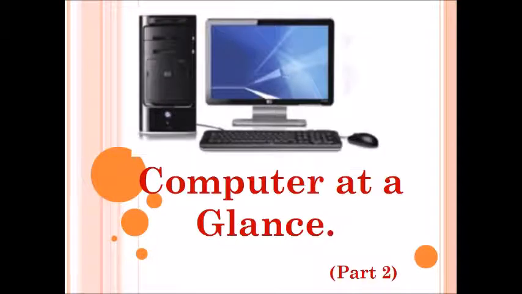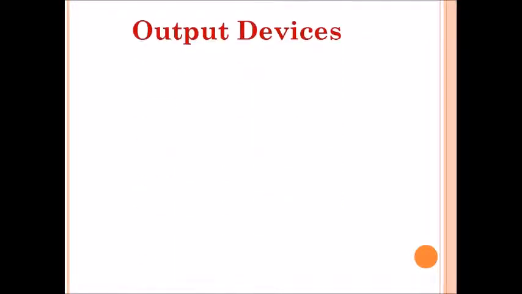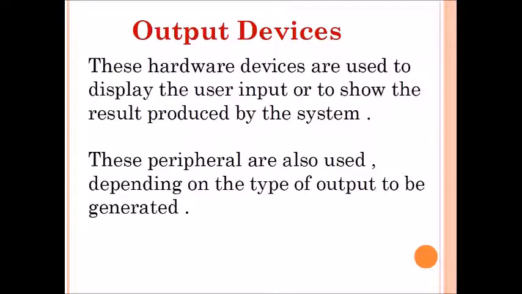So let's start. Output devices. An output device is a hardware device that is used to display the user input or to show the result produced by the system. These peripherals are also used depending on the types of output to be generated. Some output devices are monitor, printer and speaker.